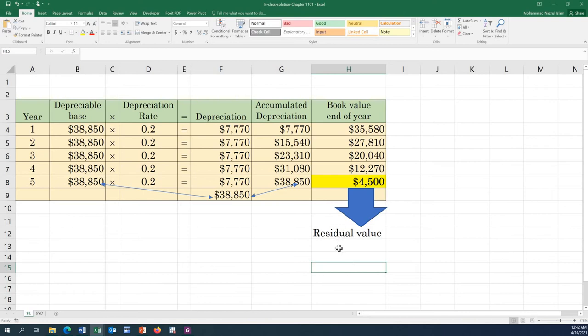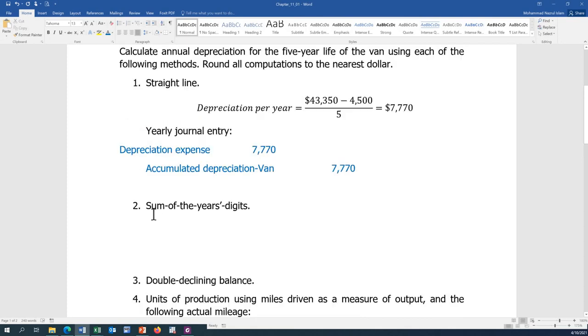Okay, this is the residual value, and we know that the residual value is 4,500. So this is how we prepare the depreciation schedule for the straight line method. Now let's solve the problem by using the sum of years digit method.